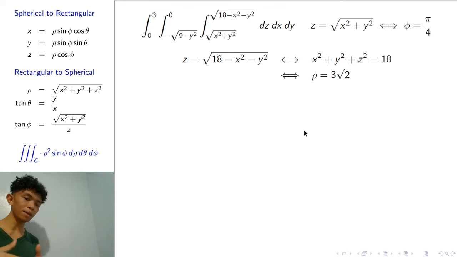Now, to limit your solid for this particular triple integral, we take a look at the other bounds. So your y bounds run from 0 to 3, and your x bounds run from negative square root of 9 minus y squared to 0. So this actually limits your projection onto the xy plane to a quarter circle, this time in the second quadrant, of radius 3, centered still at the origin.